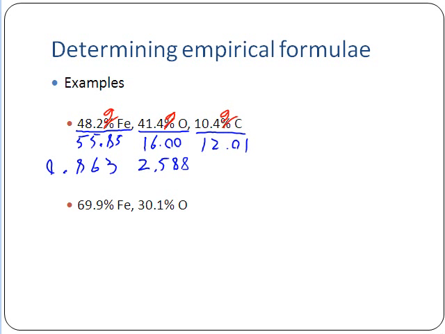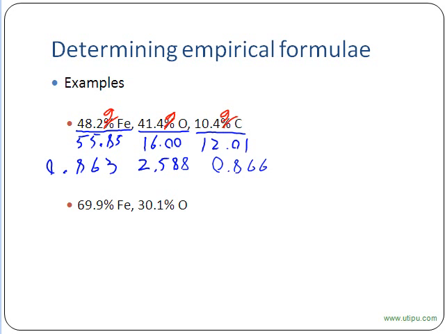Okay. Then for our next one, we take 10.4 and divide it by 12.01. And for doing that, we get 0.866. Okay. And now remember, our last step is we're going to find whichever one of these is the smallest and divide all of them by that.